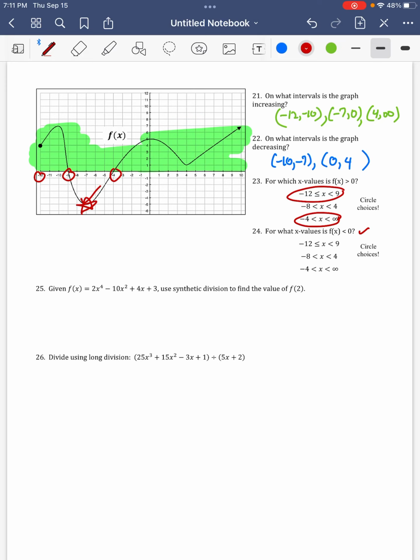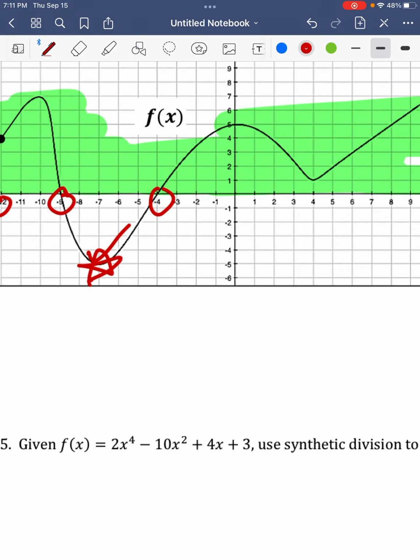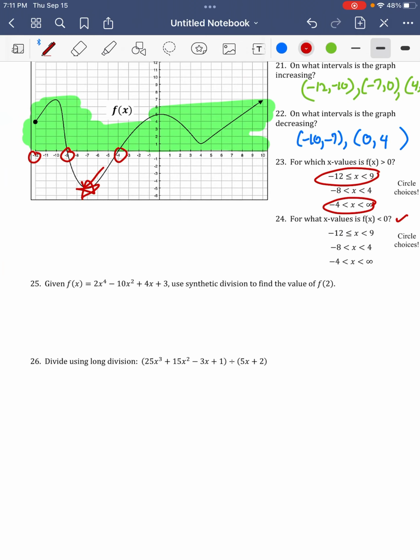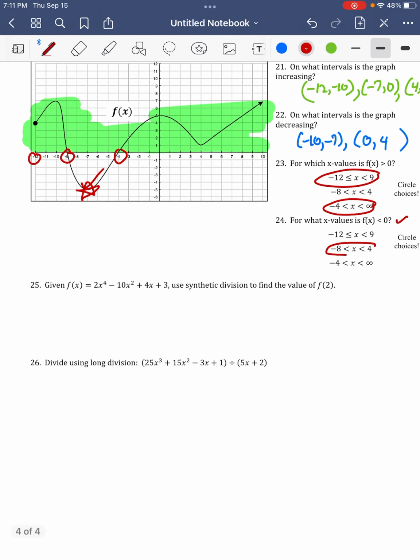I think I made a mistake. Oh darn, it's supposed to be a 9. This section, this is supposed to be a 9 right here, and yeah, a 9 right here. I made a typo.